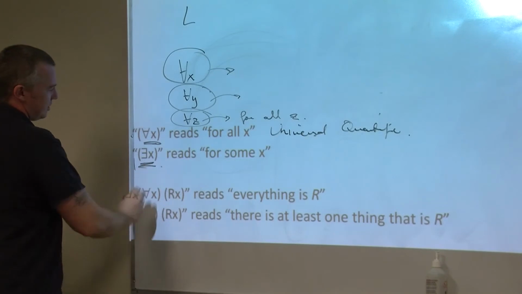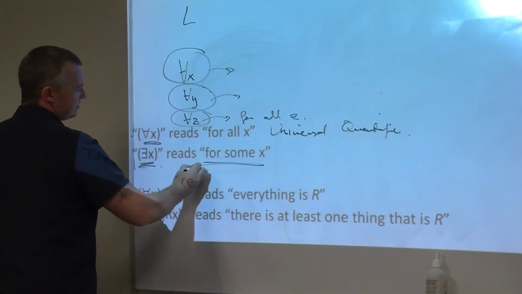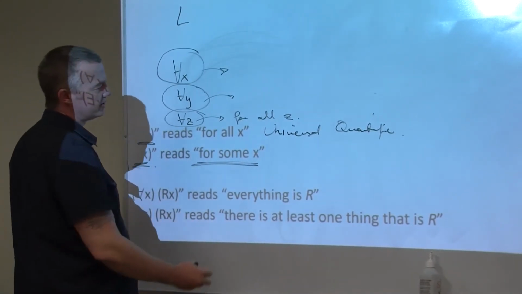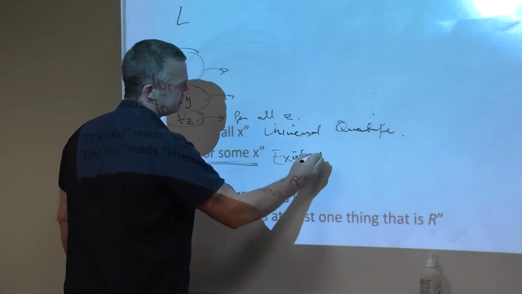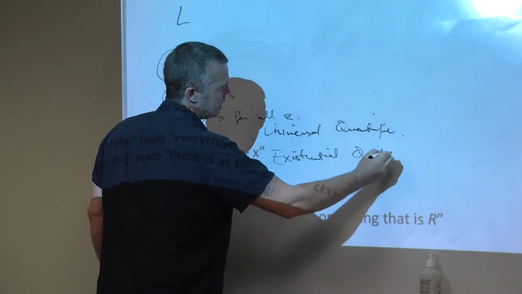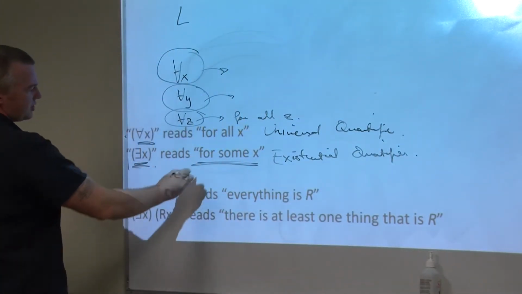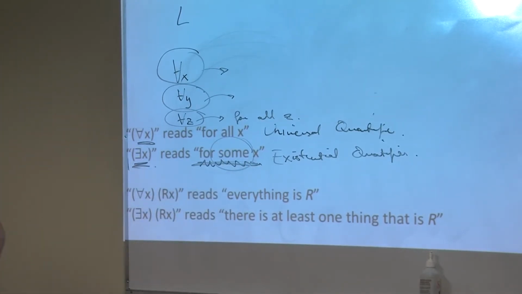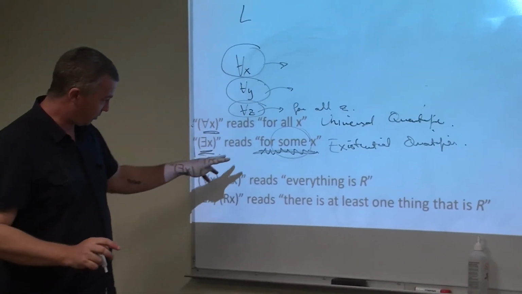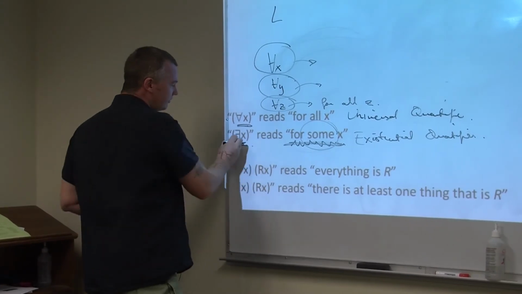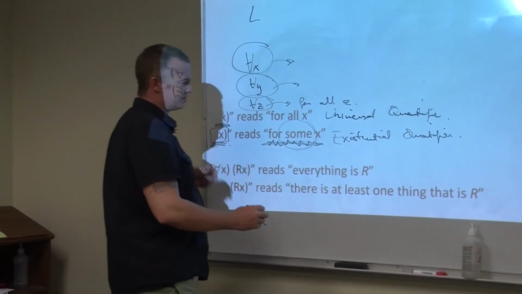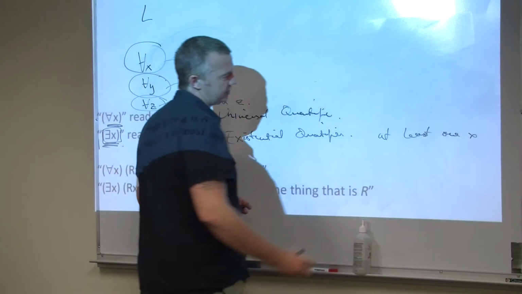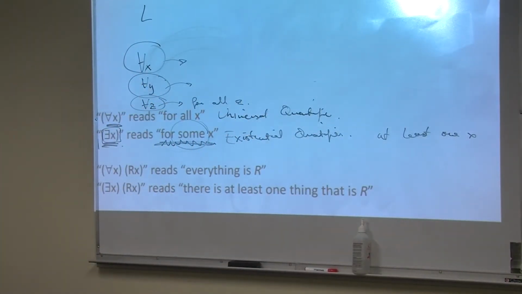And then the next one we'll look at is this backwards E. And this reads for some x. Of course, we could have it y, z, w, etc. For some y, for some z, for some w. And this is what we call the existential quantifier. Now, in English, when you hear some, we tend to think more than one. But strictly speaking, what we mean here is at least one. So there is some x should be read as there is at least one x, and then we'll embed the rest as we go forward.